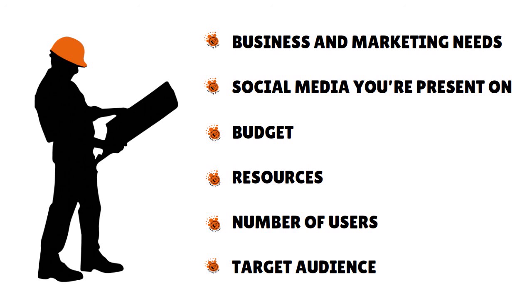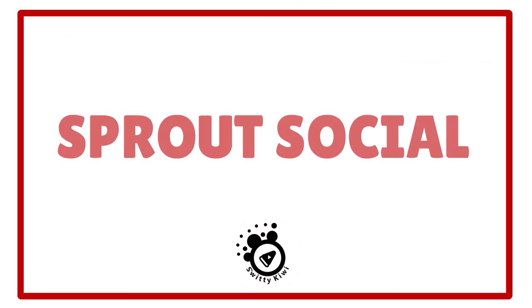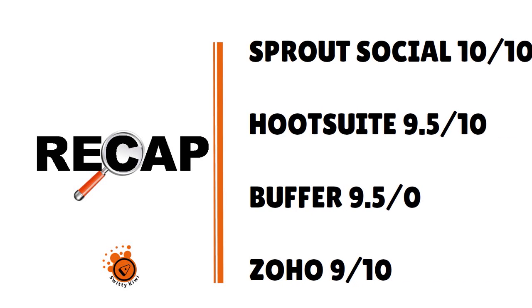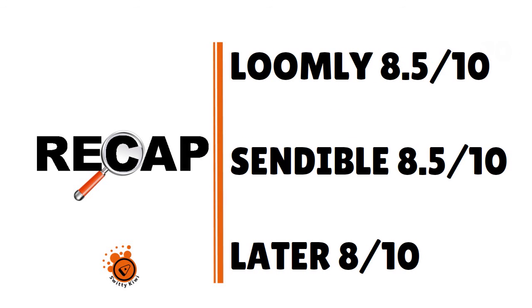All right, folks. After analyzing Sprout Social versus Hootsuite versus Buffer versus Zoho versus Loomly versus Sendible versus Later, our pick is Sprout Social. We believe this is the most complete tool. So we have rated Sprout Social 10 over 10, Hootsuite 9.5 over 10, Buffer 9.5 over 10, Zoho 9 over 10, Loomly 8.5 over 10, Sendible 8.5 over 10, and Later 8 over 10.